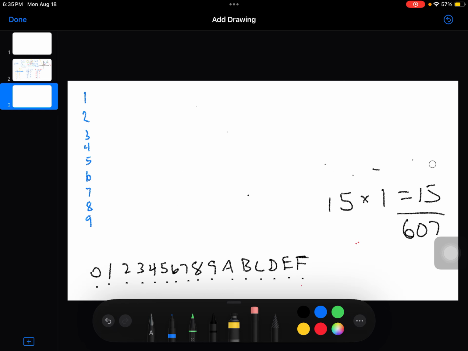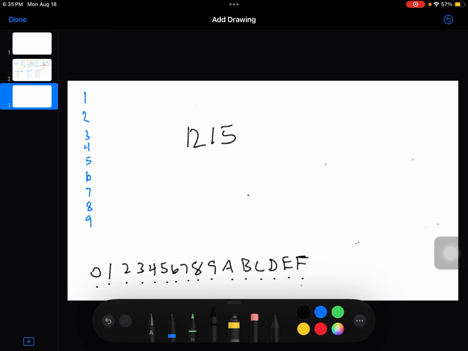Going back the other way, let's start with a number that's fairly large. How about that 1215 number again? We'll do 1215. And we are going to want to know, again, 16 squared. 16 squared is 256. 16 cubed is 4096.